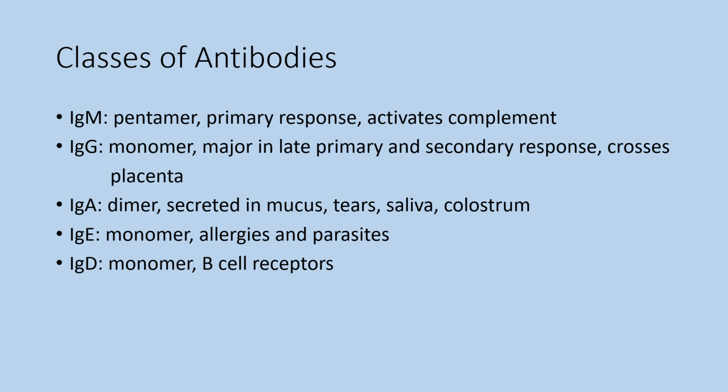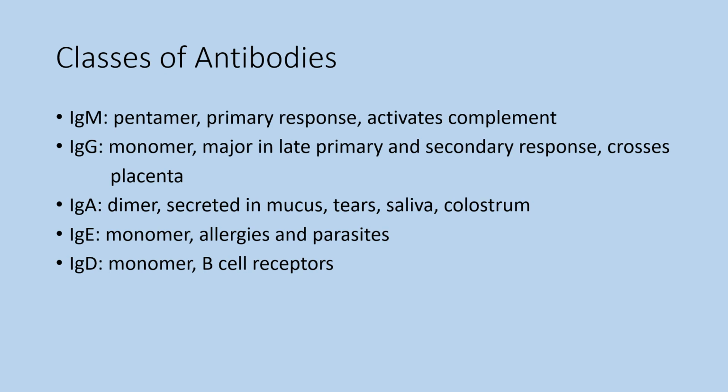There are different classes of antibodies. There's 5 of them. Some of the shapes are a little bit different. They have that basic structure that you just saw. An IgM is a pentamer, so it means you're going to have 5 of those connected together.